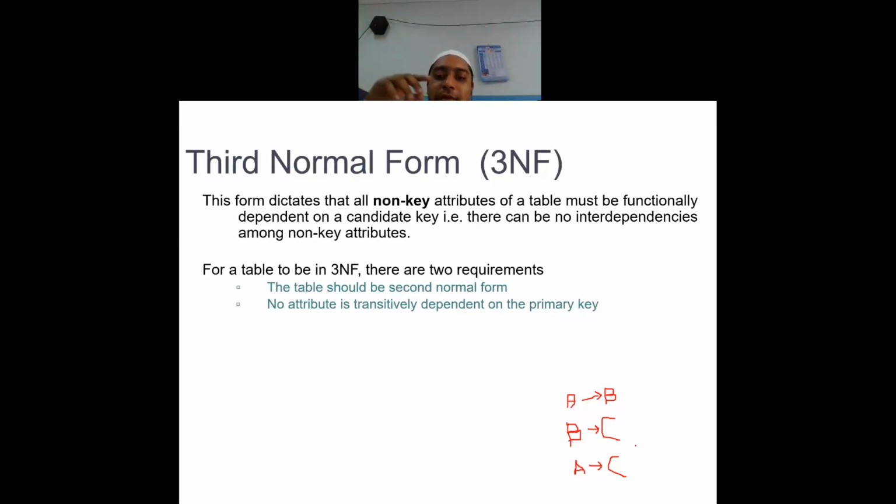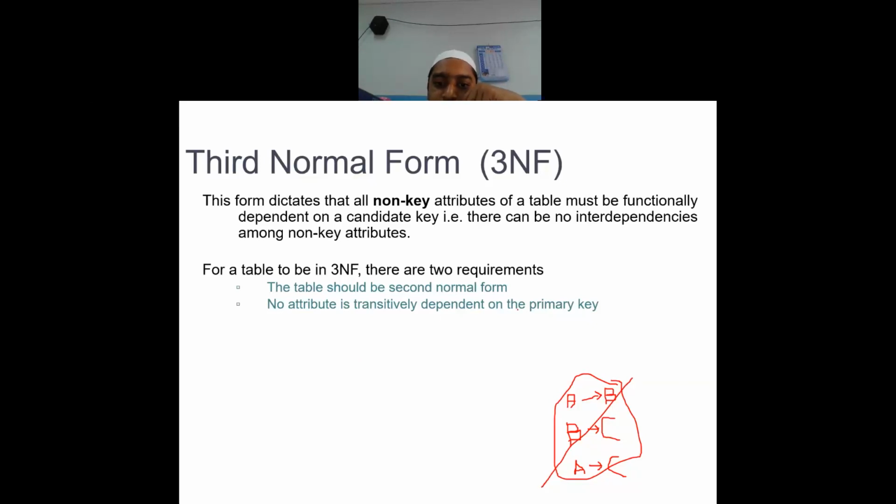This symbol, isn't it looking like a functional dependency arrow symbol, right? So if there is any attribute A, if it is dependent on B and B is dependent on C, then I can say that attribute A is dependent on attribute C, right? But third normal form says that this type of nature should not exist. If it is existing, then our table is not in third normal form. Okay?